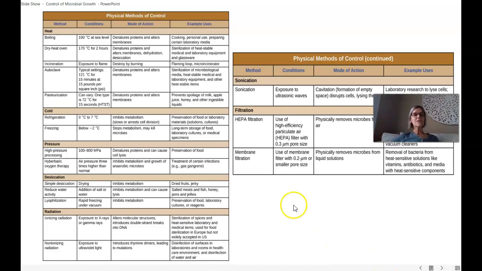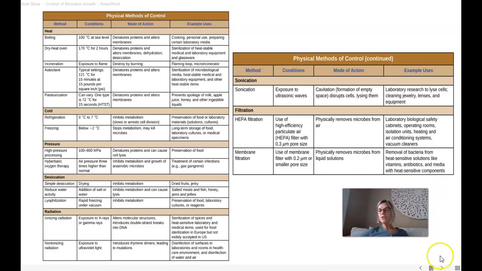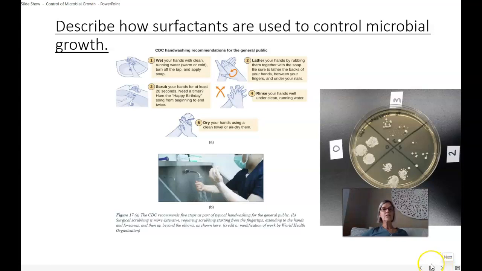There is a summary right here on physical control in your textbook, and there's also a matching that you can do in your textbook about physical control.